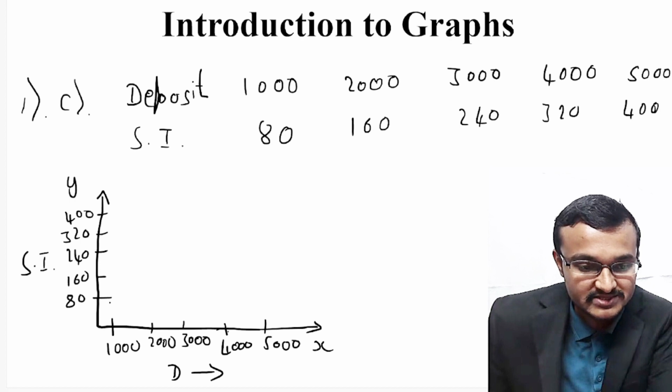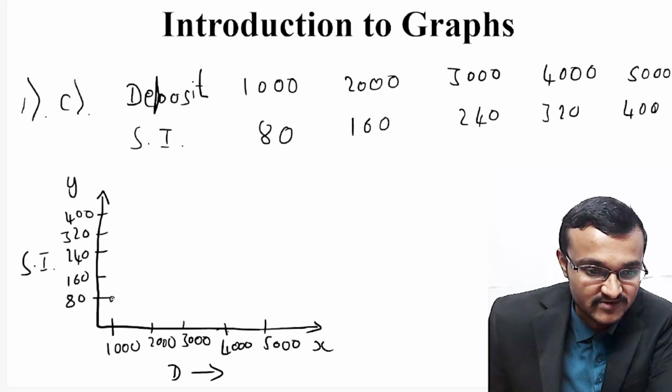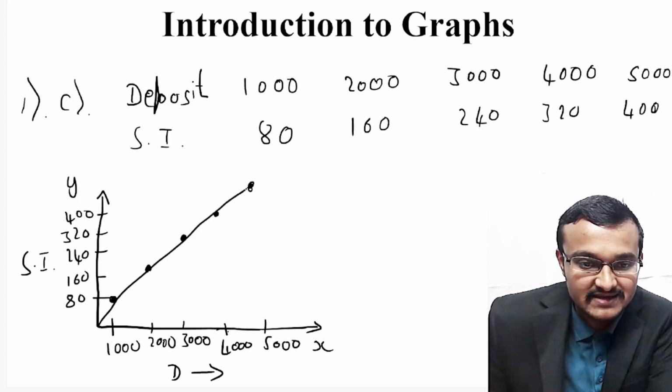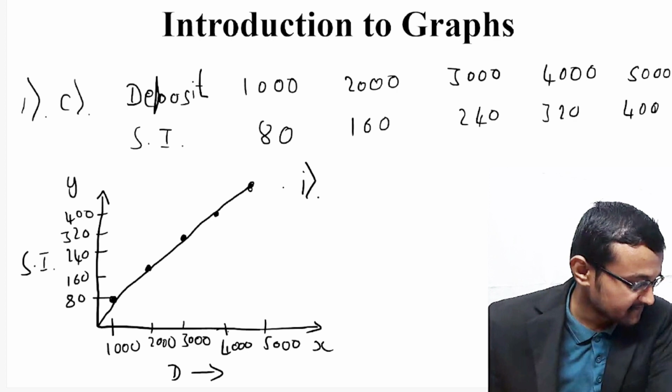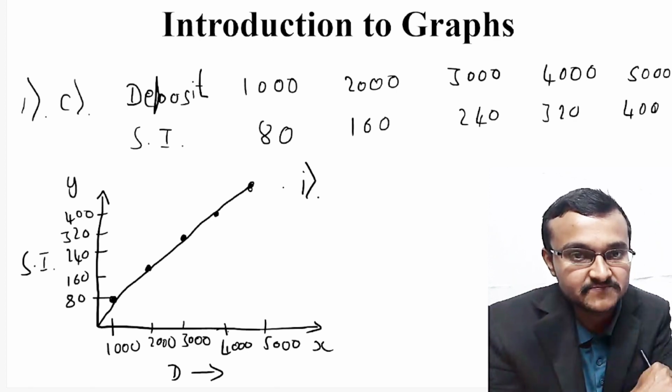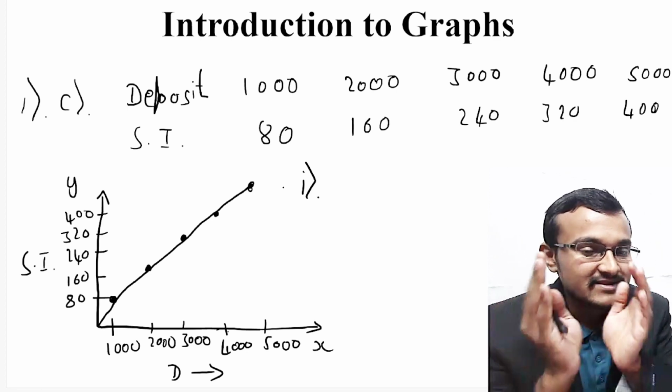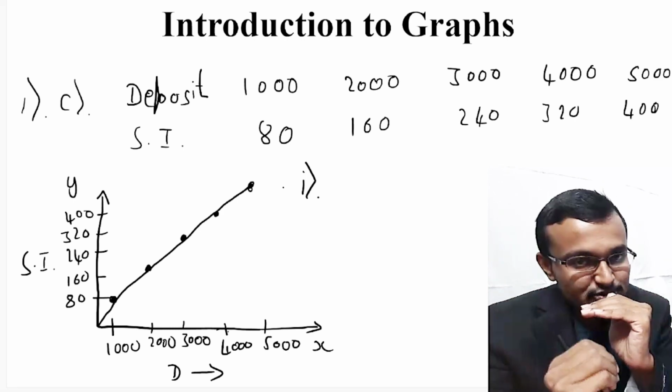So when you are keeping 1000 rupees, then the simple interest will be 80. When you are keeping 2000, the simple interest will be 160. When you keep 3000, it will be 240. When you keep 4000, it will be 320. And when you keep 5000, it will be 400. So here also you can clearly see the graph is a linear graph. So coming to the first question in this particular C question, they have asked, does the graph pass through the origin? You can clearly see when 1000 rupees is the deposit, 80 rupees is the interest.